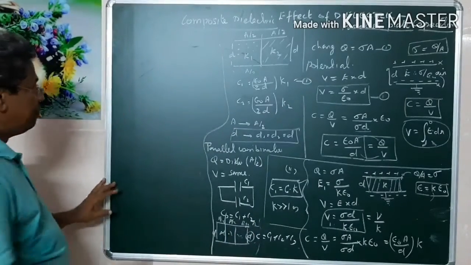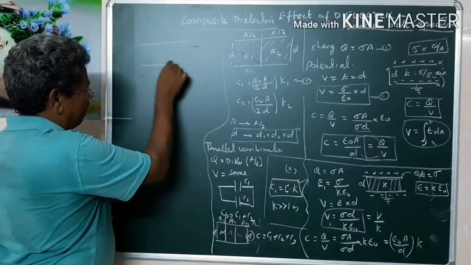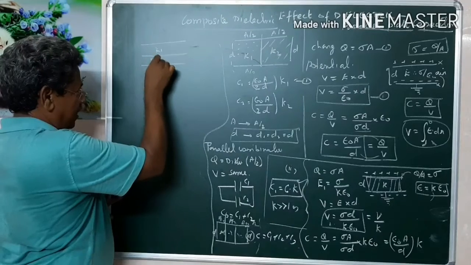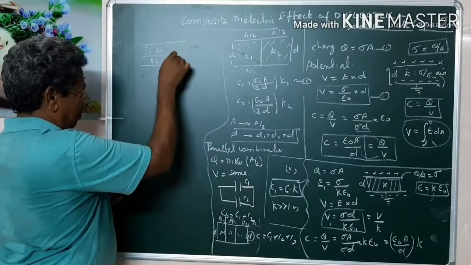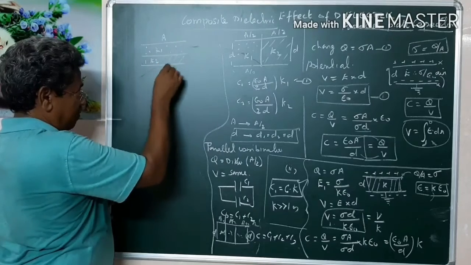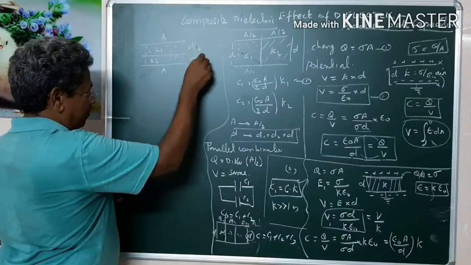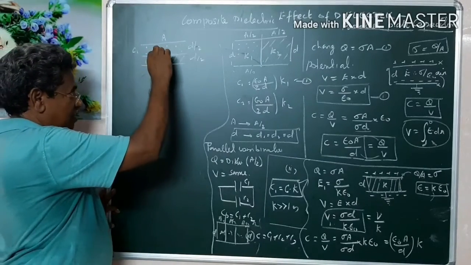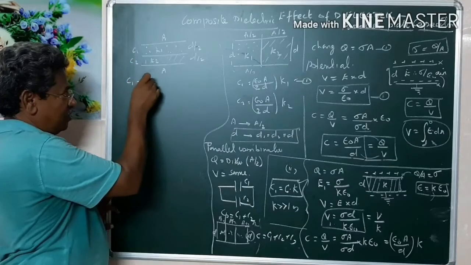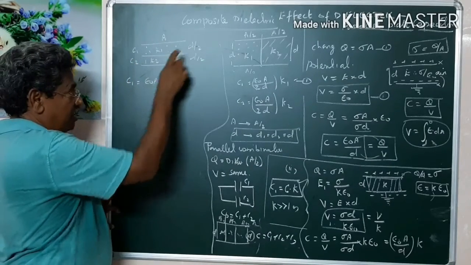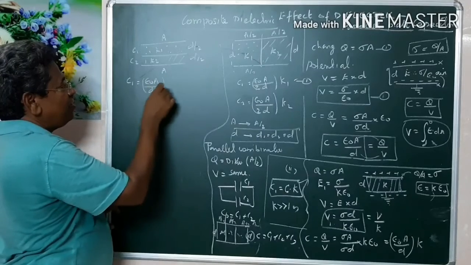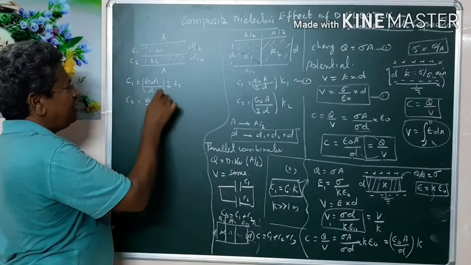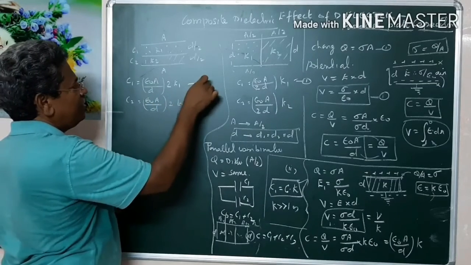Think of it in an alternate way. Again I am taking the capacitor filled with two materials, but this time this dielectric is K1 and this dielectric is K2. In this case A remains the same, but D gets reduced to D by 2. Again, for this combination I can take this as capacitor C1 and this one as capacitor C2. Now I can say that C1 is equal to epsilon naught A by D by 2 into K1, which is 2 into K1. For C2, epsilon naught A by D by 2, into K2. This is C1 and this is C2.